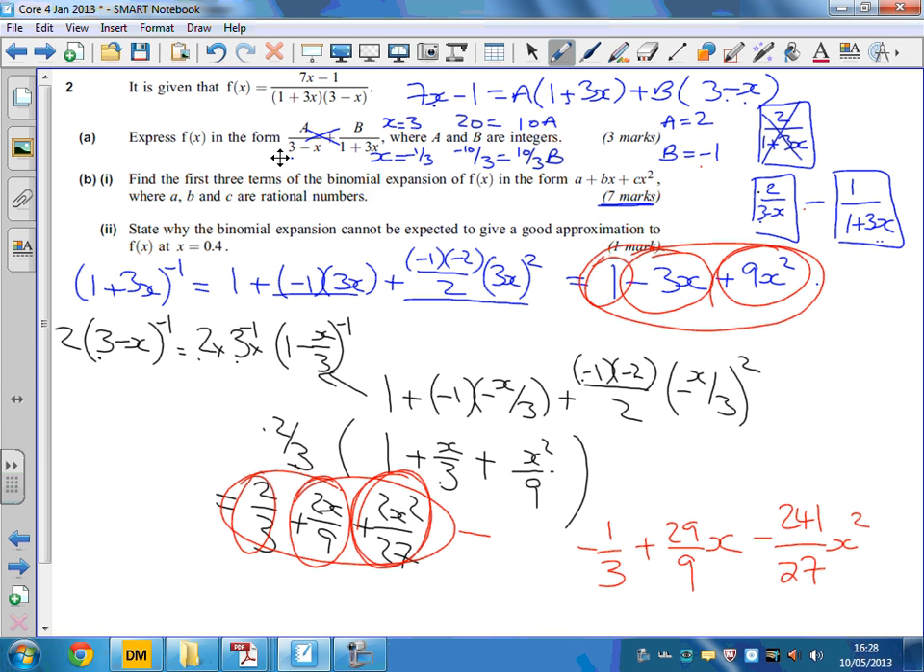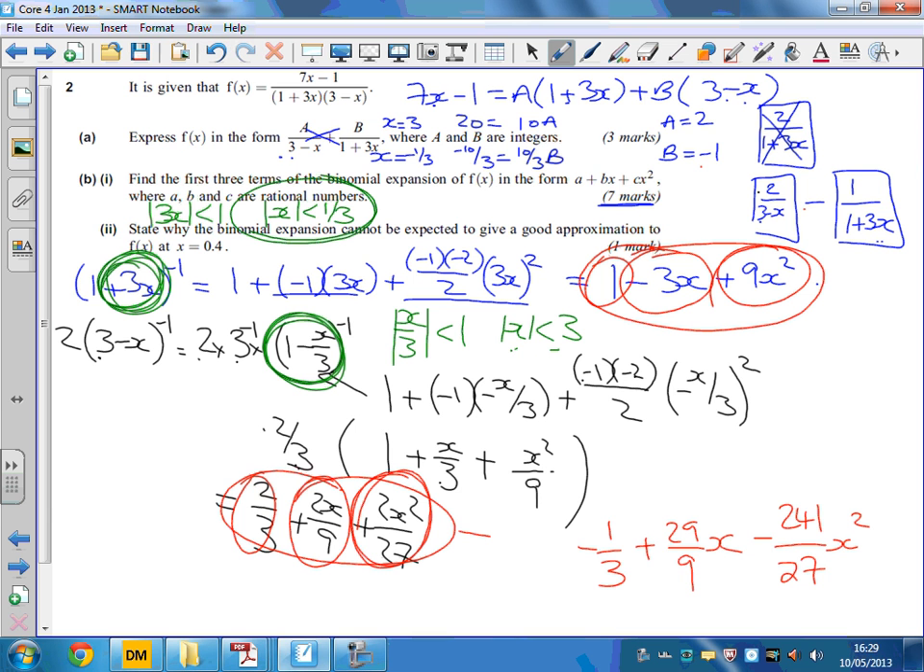When does this expansion work? We've got 2 things to look at. We need this expansion to work, and that expansion works when the modulus of 3x is less than 1, and so the modulus of x must be less than a third. Well, let's just check the other one there. That one works when the modulus of x over 3 is less than 1, and that's the modulus of x is less than 3. That one's irrelevant, really. It's this one here that's the important one.